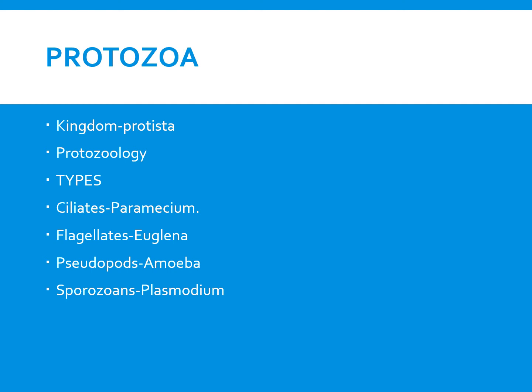Example, paramecium, watch the spelling. Paramecium, flagellates, euglena, pseudopod, amoeba, sporozoan, plasmodium. I repeat, kingdom Protista, so it comes under protozoology. Types are four types, classification. Ciliates, example, paramecium, watch the spelling. Then flagellates, example, euglena, pseudopod, example, amoeba, and sporozoan, plasmodium.